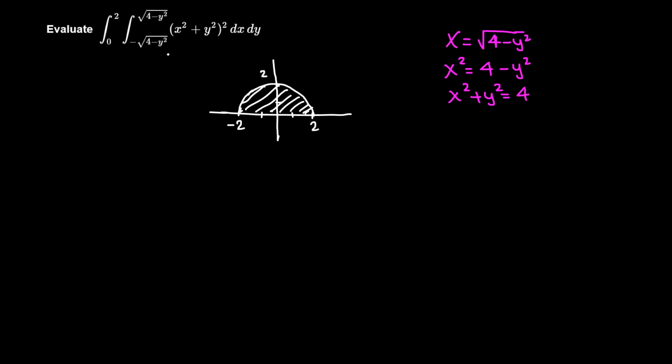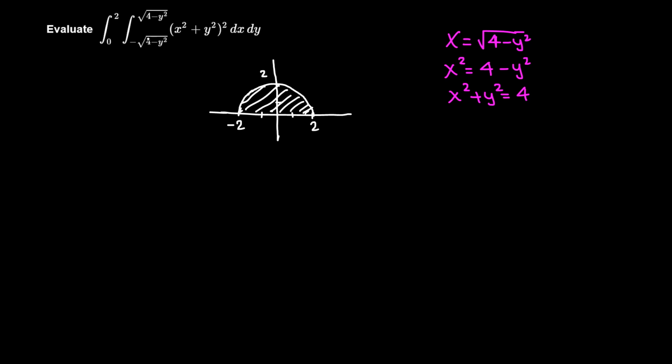Evaluate this double integral. Looking at the bounds and the x squared plus y squared in the integrand, it looks like we can convert this into polar, and the calculations will be easier. Let's look at this. Inside limits are for x, so x is from negative square root of 4 minus y squared to square root of 4 minus y squared.